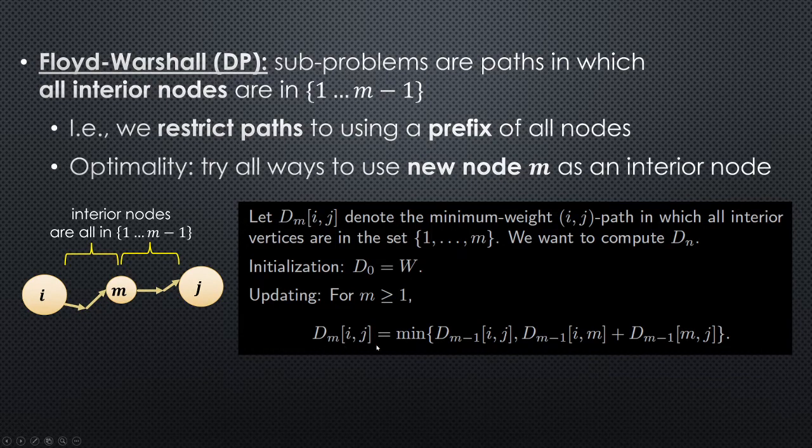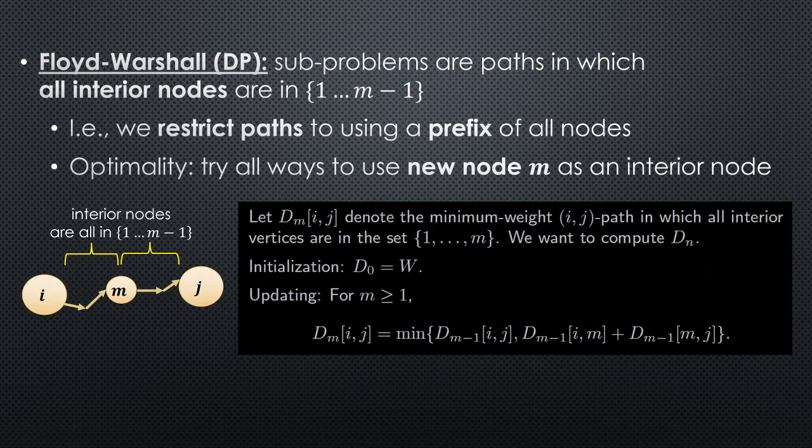So dm of ij is the minimum of, maybe we don't use the mth node at all, and it's just the best we can do with the first m-1 nodes that are sort of candidates to be used as interior nodes on paths. Or it's the best we can do getting from i to m using interior nodes 1 up to m-1, plus the best we can do to get from m to j using interior nodes 1 up to m-1 as possible interior nodes on these paths.